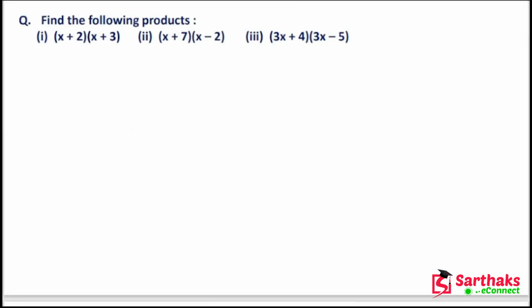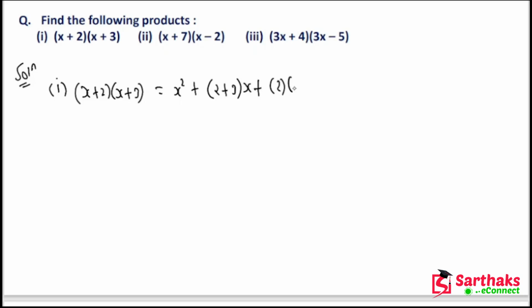Now these are based on the identity number 4. Okay, so let us find x plus a into x plus b. So this is x plus 2 into x plus 3. Let us solve the first part. x plus 2 into x plus 3, that is x plus a into x plus b, would be x square plus a plus b of x, that is 2 plus 3 of x, plus ab, that is 2 into 3.